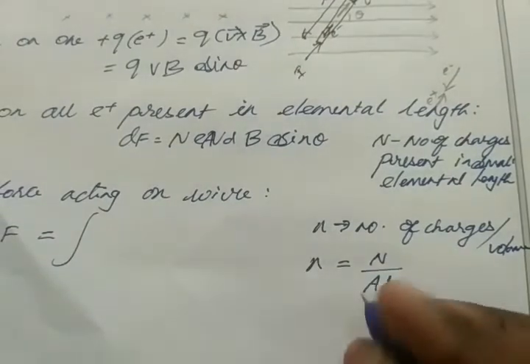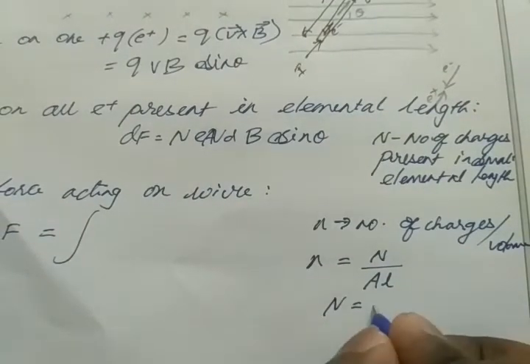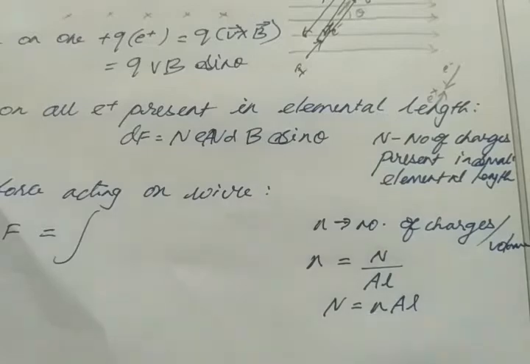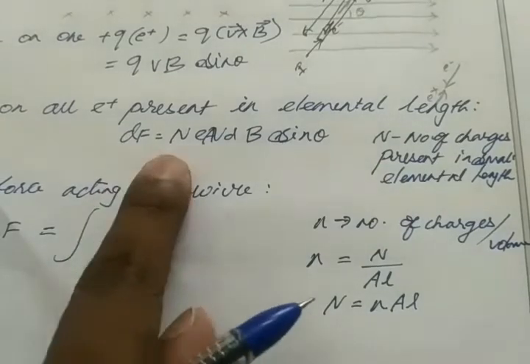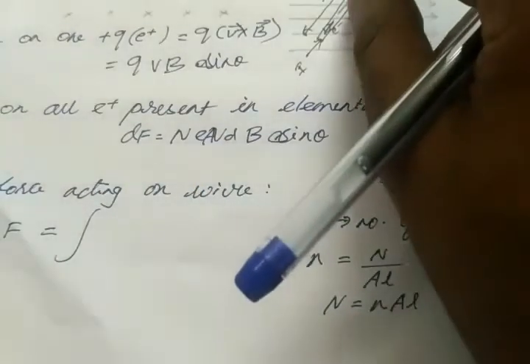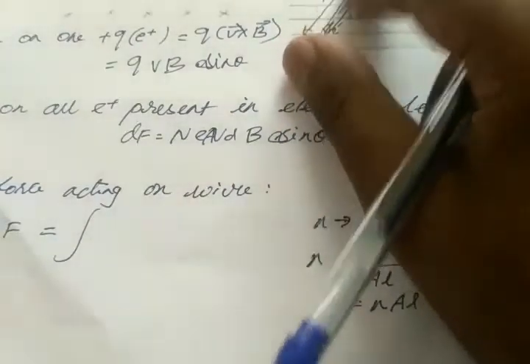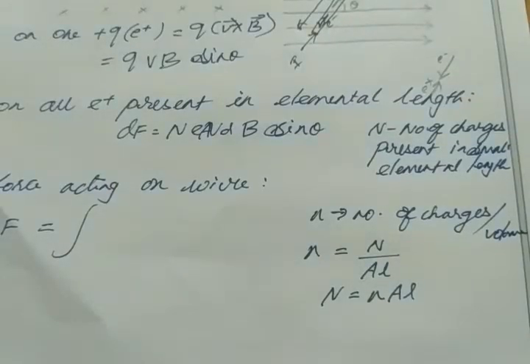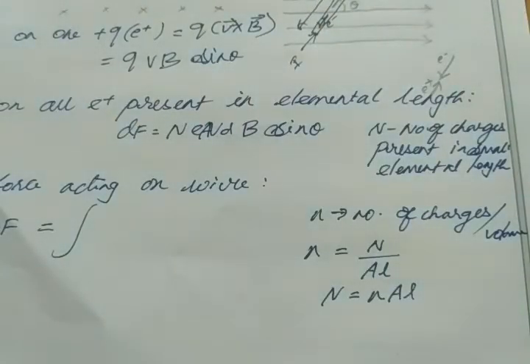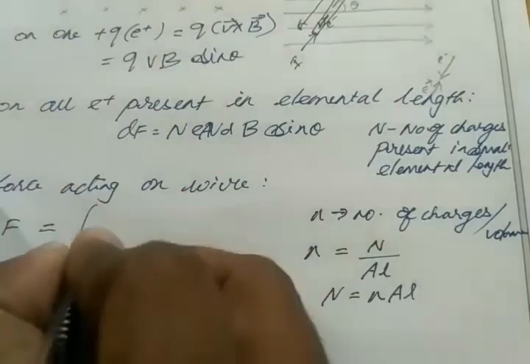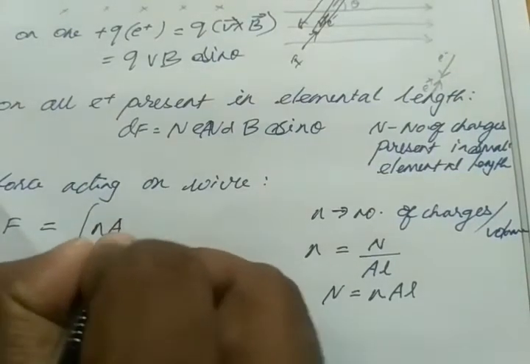From this formula I can take capital N equal to n into AL, right? Here capital N means the number of charges present, and this nAL will give the value of all the charges in this volume of the conductor. So we cover all the charges by taking the volume. Here I can write, instead of N, small n AL.